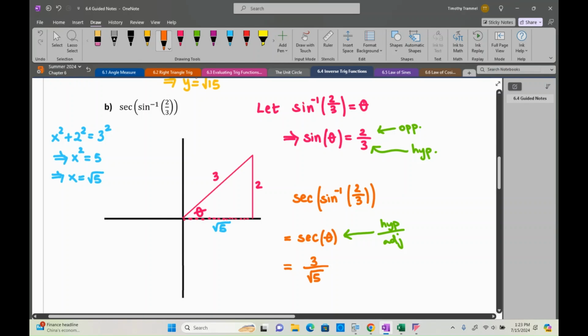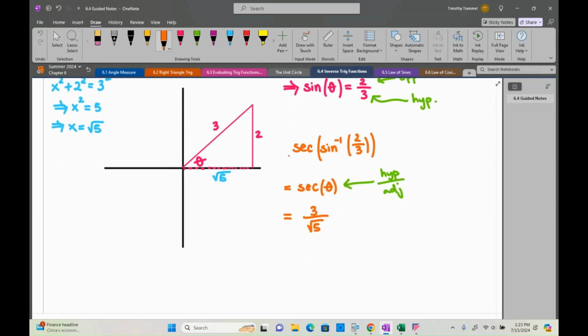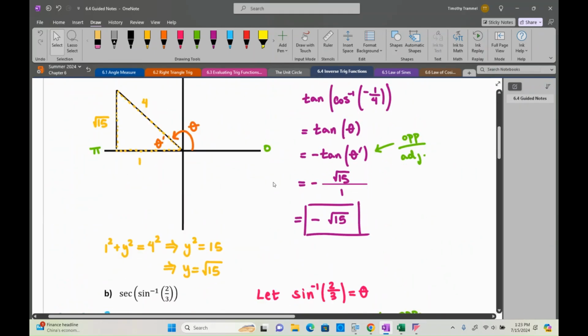And if you want to rationalize the denominator here, we could multiply the numerator and denominator by root 5. And that'll leave us with 3 root 5 over 5. All right, so there's our first two.